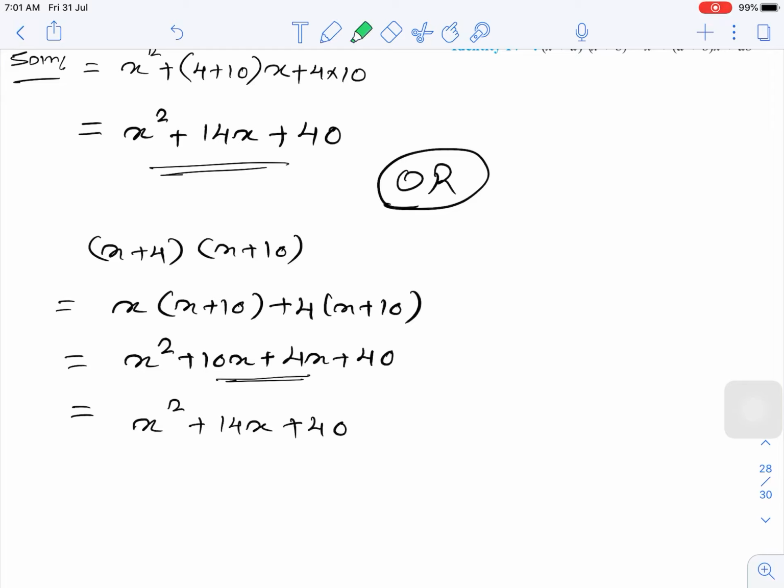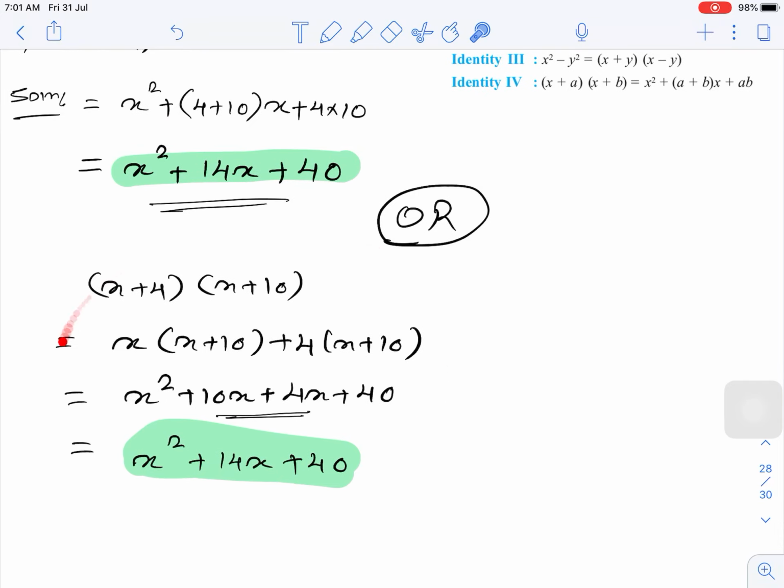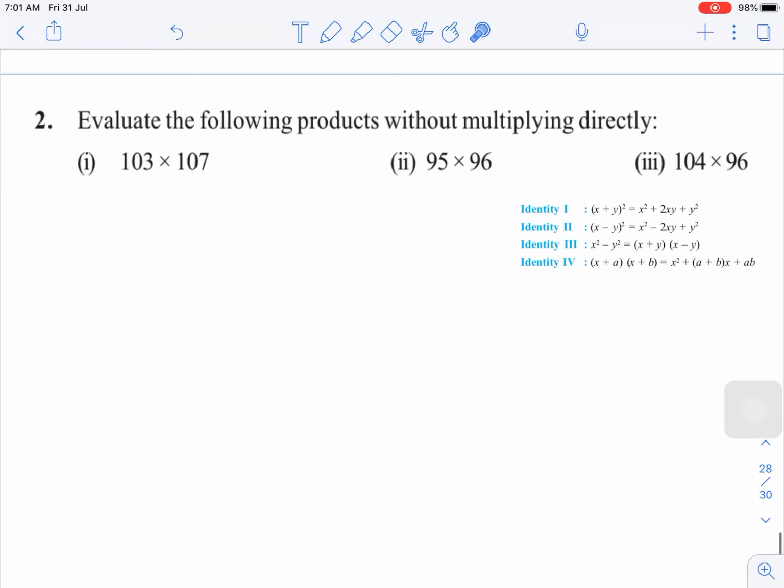So same answer you are getting in both the conditions. Okay, so it depends on you. If you are able to memorize these formulas, identities, you should go by this method. If not, then this one is our general regular method. Okay, now let us solve some different type of example.